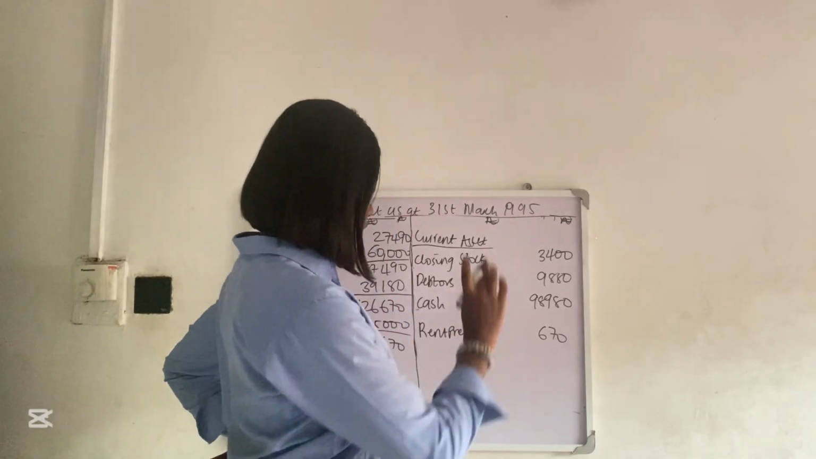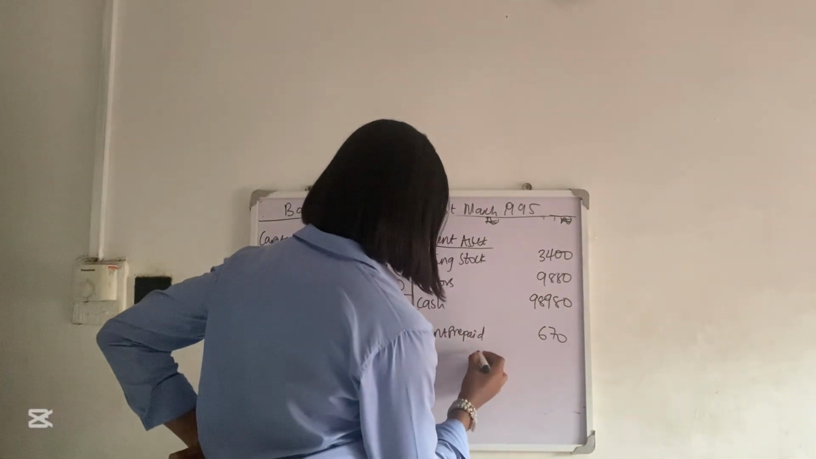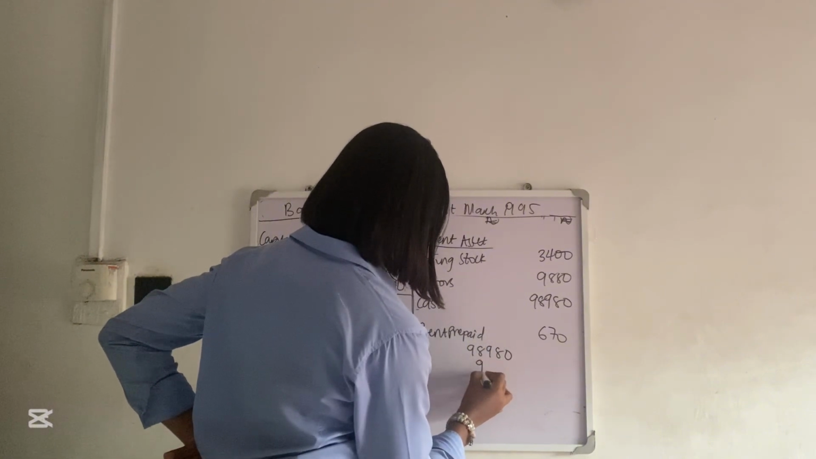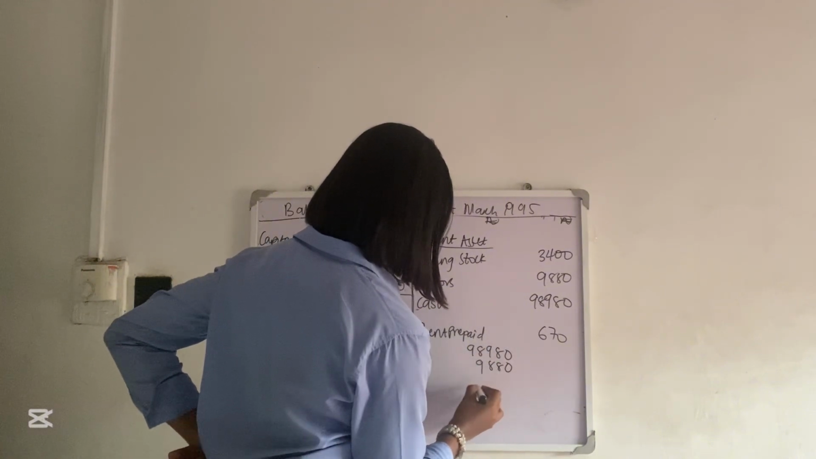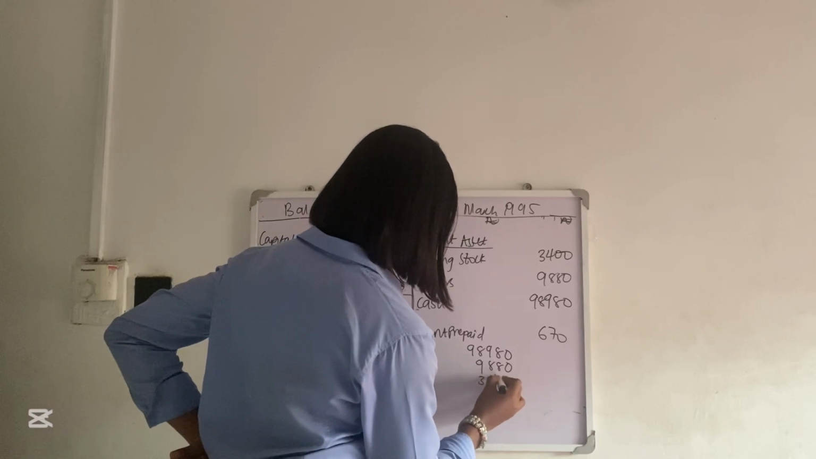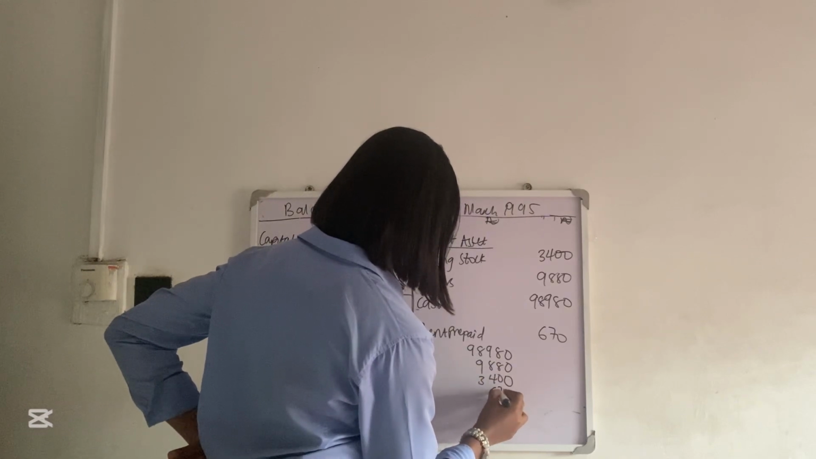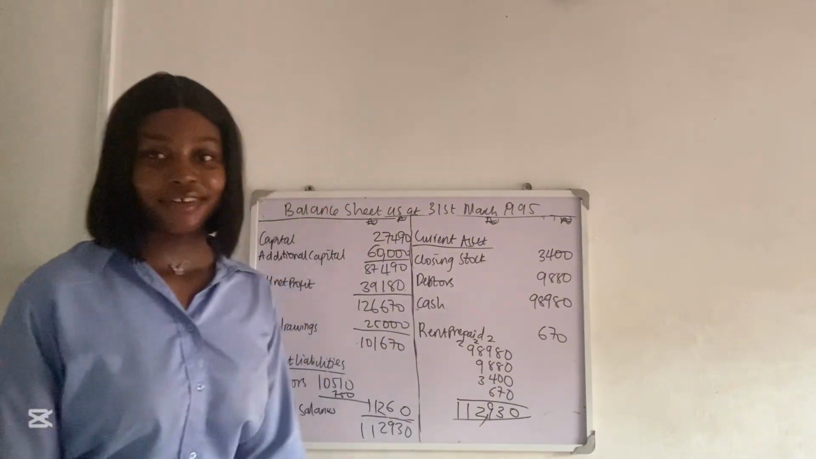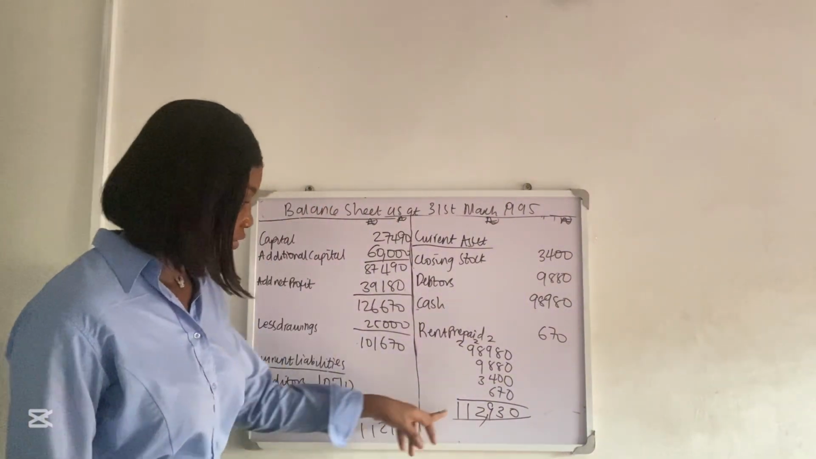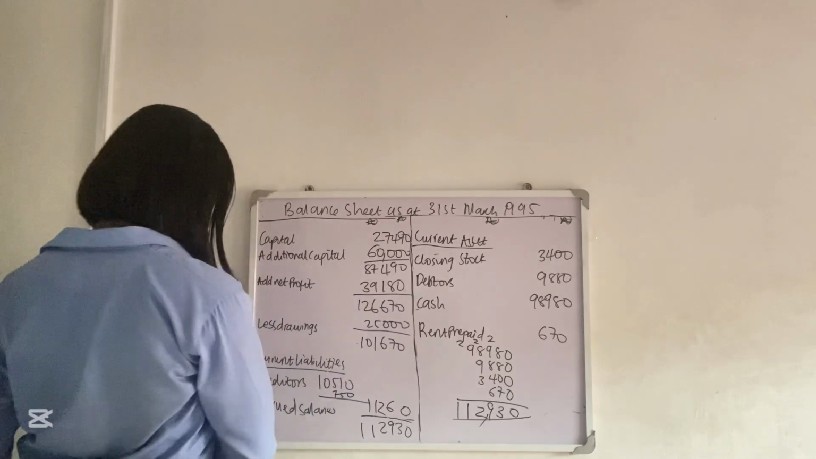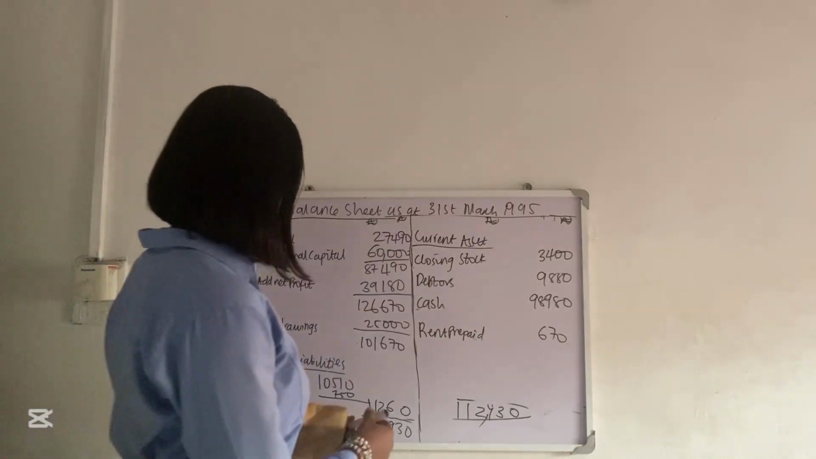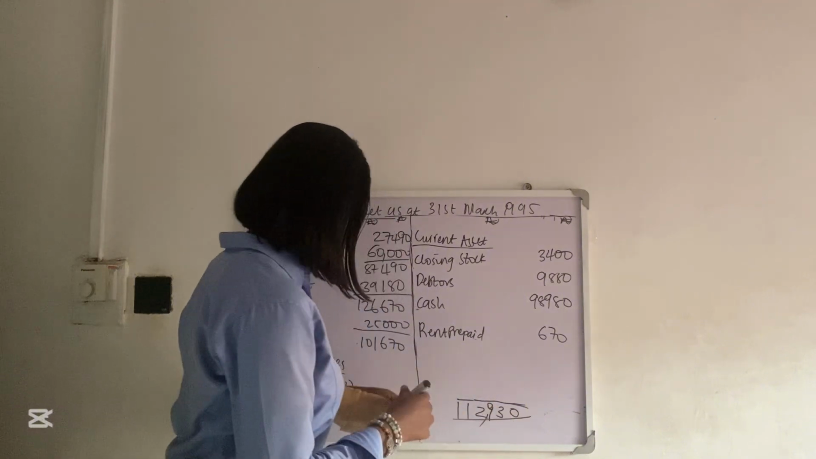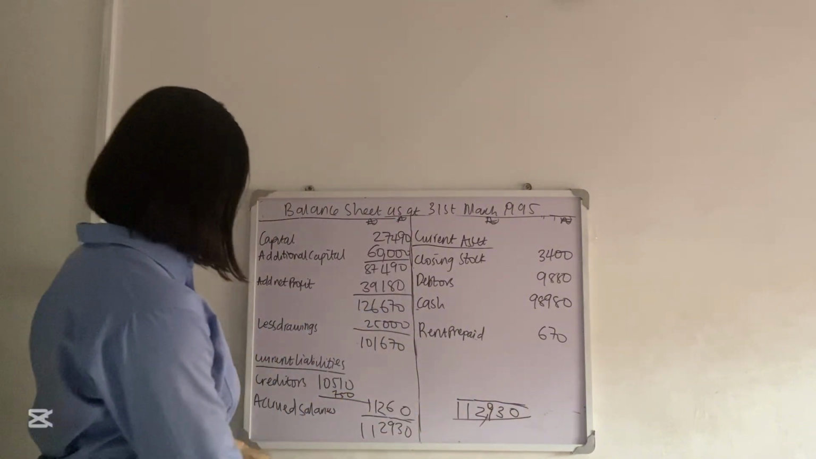You know what? I'll add everything together. 98,980, 9,880, 3,400, 670. We did it. You see it? Now it's equal. So now we're done with the question, and we're done with single entry.